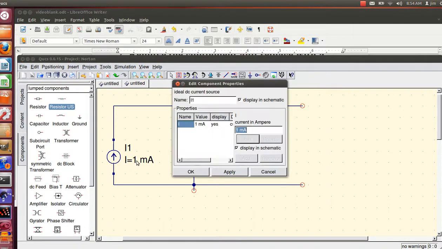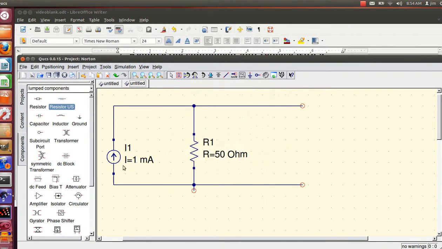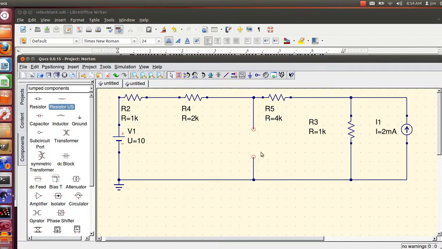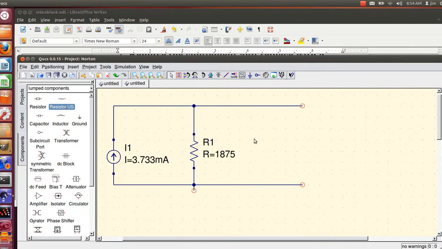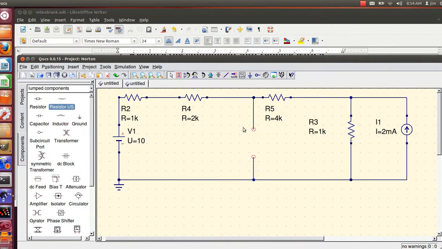Now my current's not right. I just want to change it. There we go. What was it? 3.733 milliamps. This was 1875. That is my equivalent Norton circuit, or my reduced value for studying this. So the gap in my Norton circuit right here is the same gap as you see in this circuit. And that is the advantage of Norton.